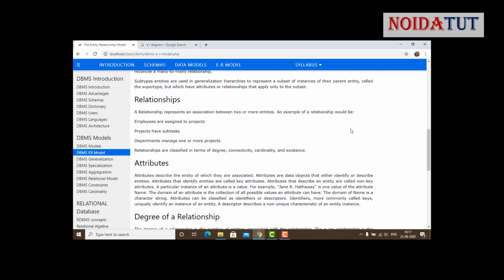Now we have already seen the ER diagram. When we are talking about the relationship, a relationship represents an association between two or more entities. For example, employees are assigned to projects. Projects have subtasks. Departments manage one or more projects. Relationships are classified in terms of degree, connectivity, cardinality, and existence.